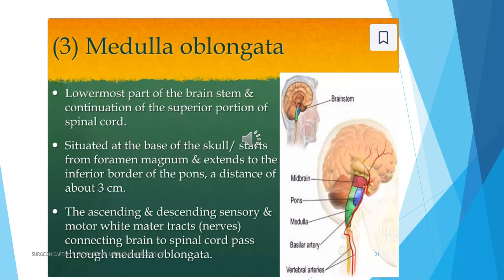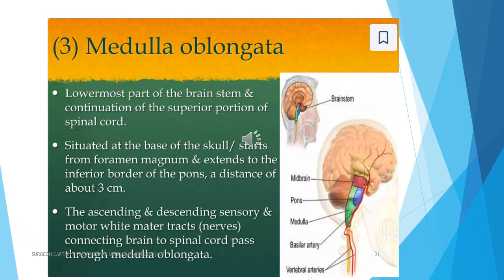Then motor and sensory tracts: all ascending and descending white matter tracts pass through this area. So it's a vital autonomic center. It's a cardiac center that regulates the heart rate, and acts as a vasomotor center that regulates the blood pressure. Also the respiratory center modulates the breathing rhythm. Reflex centers control swallowing, coughing, and sneezing, all important functions.